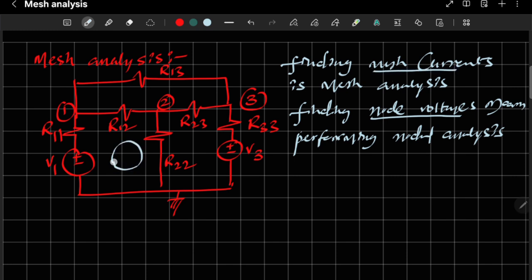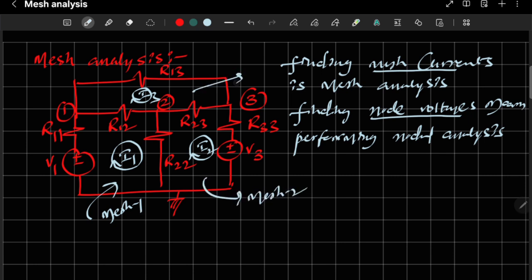So we will just assign the mesh currents. Mesh 1 current is I1, mesh 2 current is I2, mesh 3 current is I3. Okay, so it is mesh 1, mesh 2, it is mesh 3. So we'll write KVL in mesh 1.